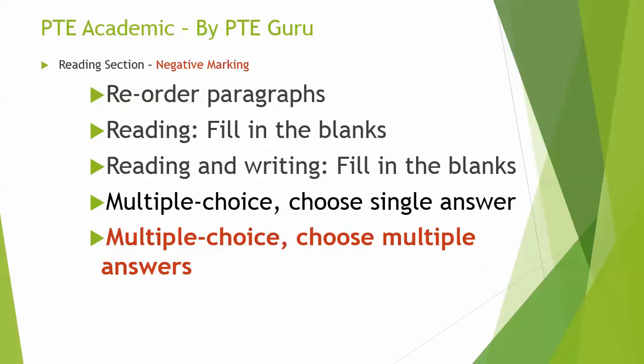Now, let's start with negative marking. In the PTE exam, there are a few areas where you have to be very careful because they carry negative marking. As you can see, the only section in the reading part is multiple choice, choose multiple answers, which is negatively marked. What does it mean? It means if you have chosen two options from the multiple choice, multiple answers, and one of the answers is correct, the other one is incorrect, you will not be given any marks for that. That's 1 minus 1 is 0. So be a little bit careful about the negative marking of this. But in reorder paragraphs, reading fill in the blanks, and multiple choice, choose single answer, there is no negative marking.